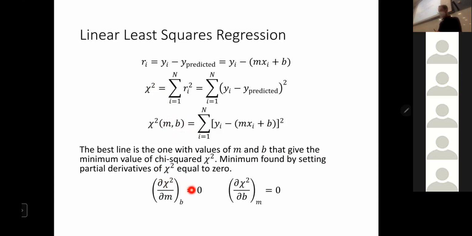So in order to find the minimum of this function, we want to find the values of m and b where the partial derivative of chi-squared with respect to these two parameters is 0. That's where the minimum is going to be located. So we want to set the partial derivative with respect to m, holding b constant, equal to 0, and then also this partial derivative with respect to b equal to 0.